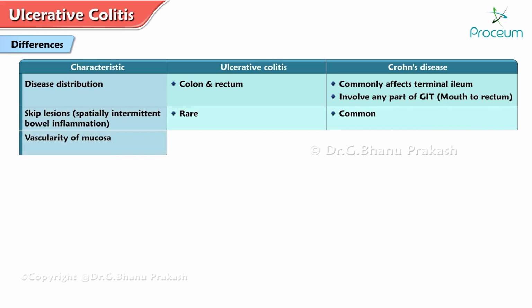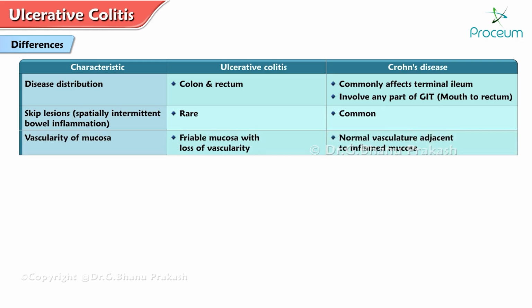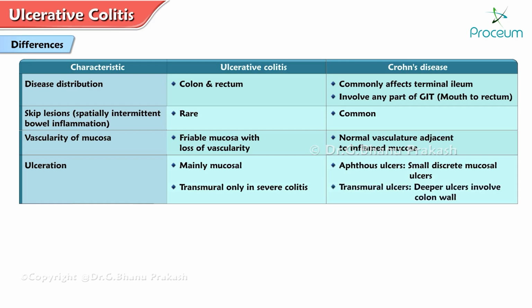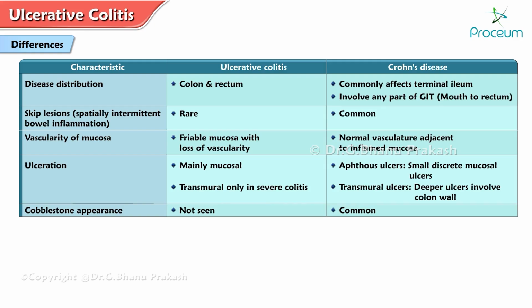Vascularity of the mucosa is friable mucosa with loss of vascularity in ulcerative colitis and, in Crohn's disease, normal vasculature adjacent to inflamed mucosa. Ulceration is mainly mucosal and transmural only in severe colitis. In Crohn's disease, aphthous ulcers, these are small discrete mucosal ulcers. Transmural ulcers are deeper ulcers that involve the colon wall. Cobblestone appearance, not seen in ulcerative colitis, common in Crohn's disease.